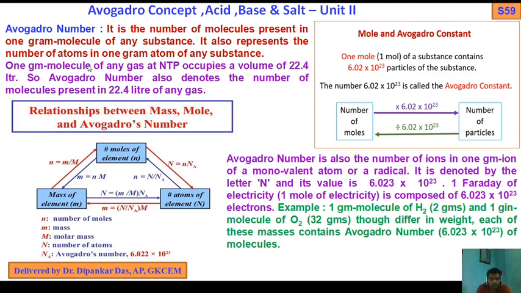Okay, so 1 gram molecule of any gas at NTP occupies a volume of 22.4 liter. So Avogadro number also denotes the number of molecules present in 22.4 liter of any gas.